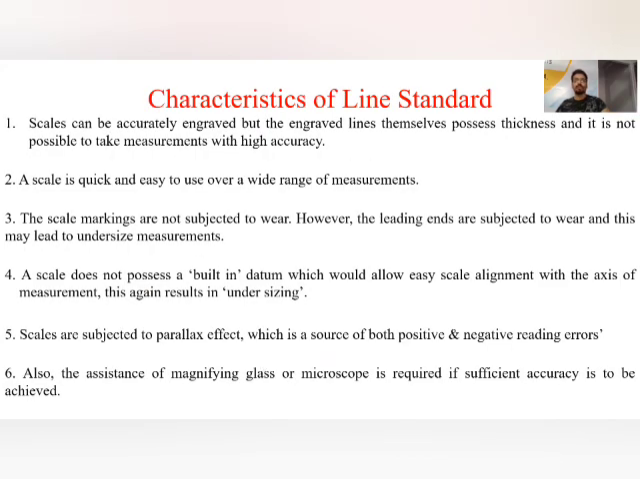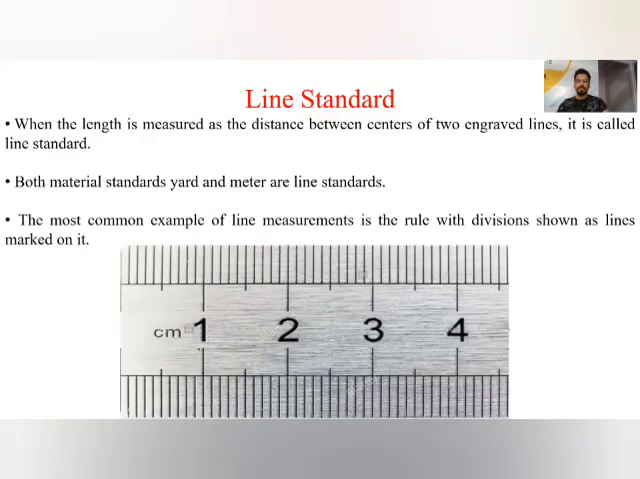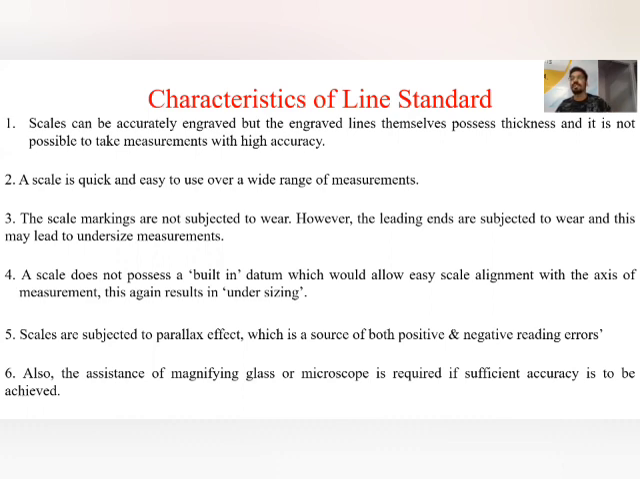Fourth, a scale does not possess a built-in datum which would allow easy scale alignment with the axis of measurement. This again results in undersizing. Let us suppose we want to measure the distance from this point to this point. We will keep our scale on this point and easily get the length of this dimension. But there is no fixed datum for a scale, so we cannot fix that this is our datum for that scale.